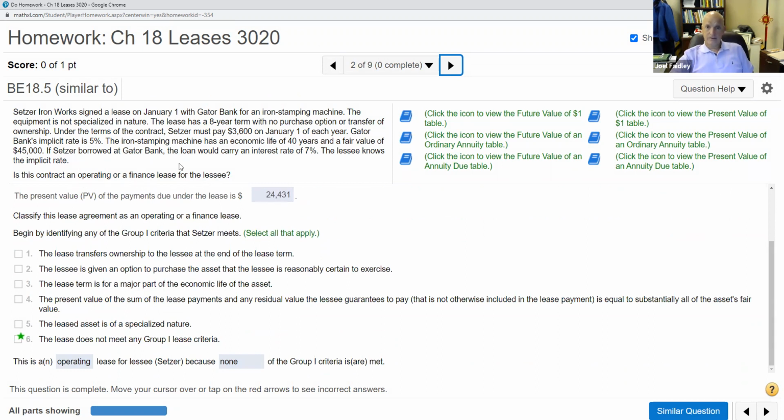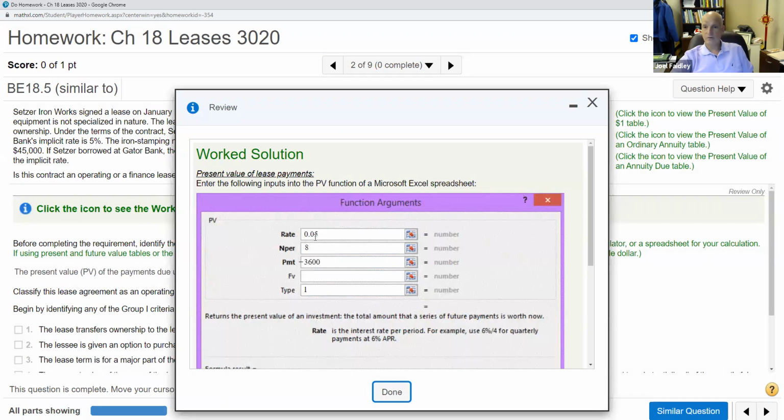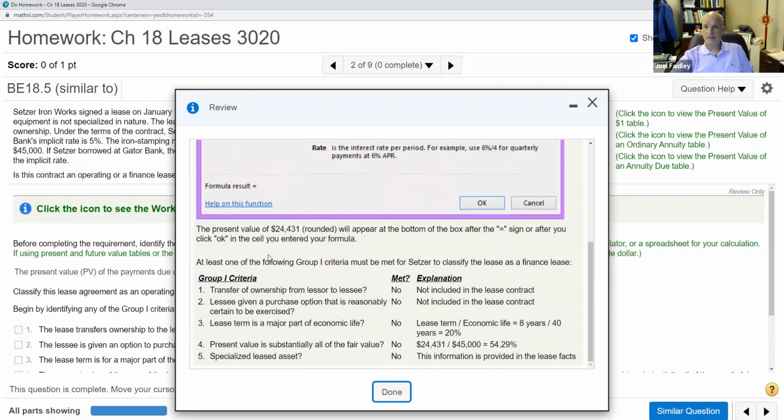And what we see here is, well, you can read that for yourself: 8-year term, no purchase option or transfer of ownership, must pay $3,000 on January 1. Implicit rate's 5%. 40-year life, $45,000 of fair value. So what does this look like when we, again, use the PV function? 0.05, 8 years, $3,600. Again, it's an annuity due, so we put in a 1 instead of a 0. And so that tells us that the present value is $24,431.